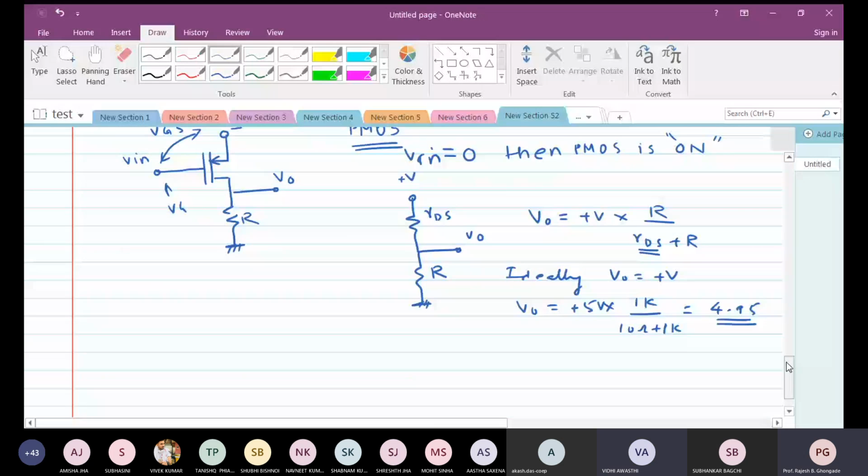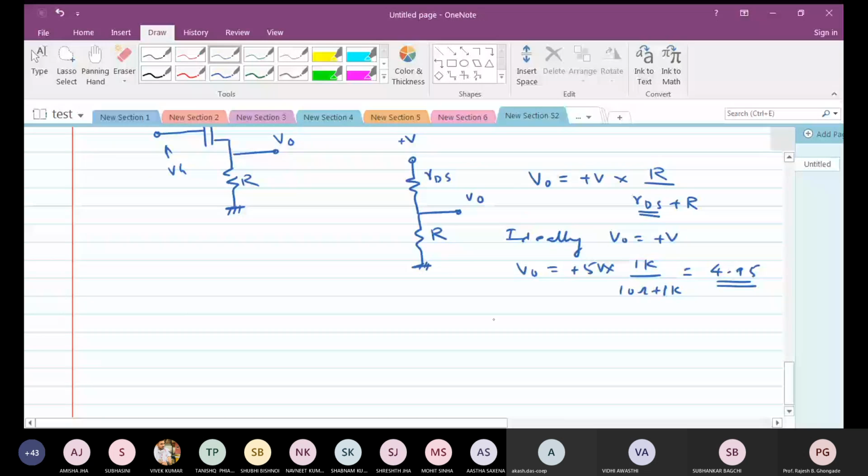Do that. Divide by 10 plus 100. So in that case, what is the value now? It's coming as 4.55 in that case.